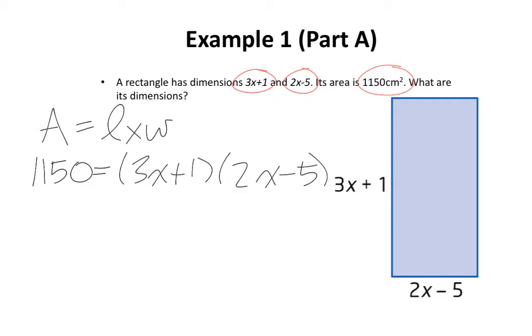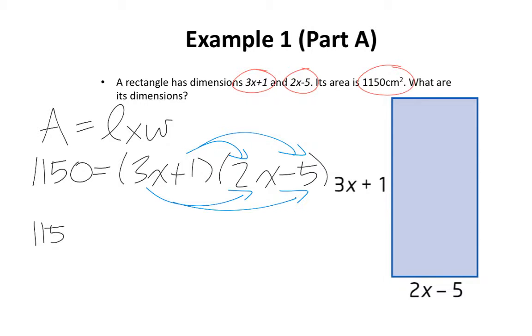At this point, you'll notice that I have a binomial multiplying another binomial. You should use the FOIL technique. So you will multiply the first terms, the outer terms, the inner terms, and then the last terms. So let's go ahead and expand that.